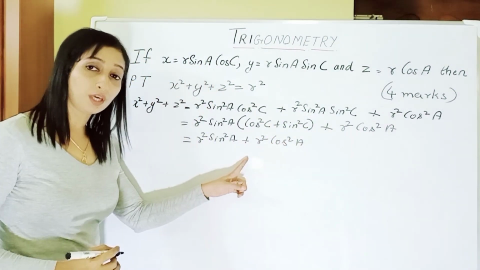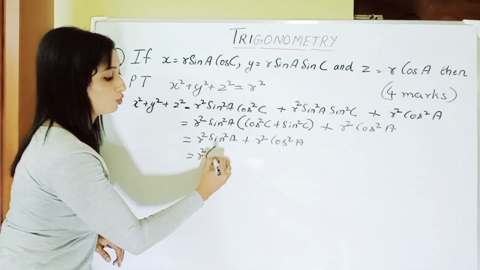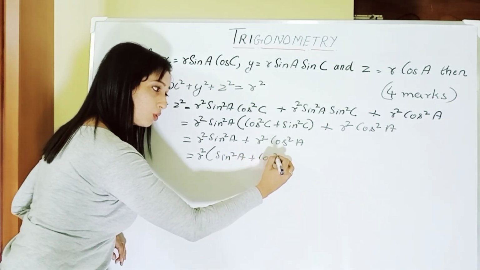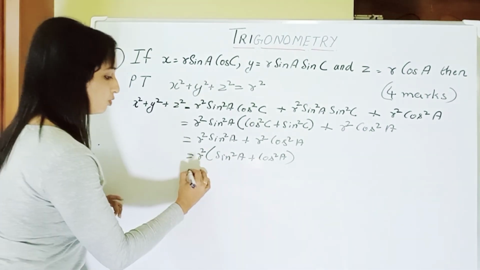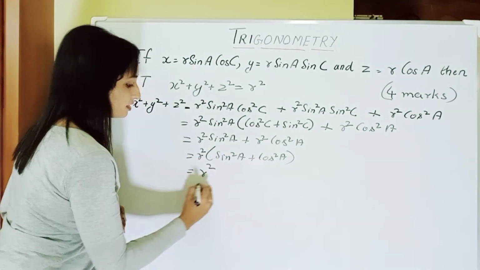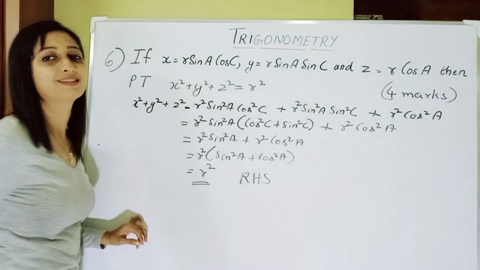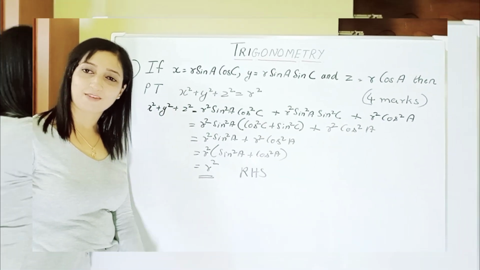Now from here what can you take common? You can take r square common. So you get sin square A plus cos square A. Now what is sin square A plus cos square? Which is 1. So you get the answer r square, which is the RHS. So now let's move on to the next question, which is the 7th question.